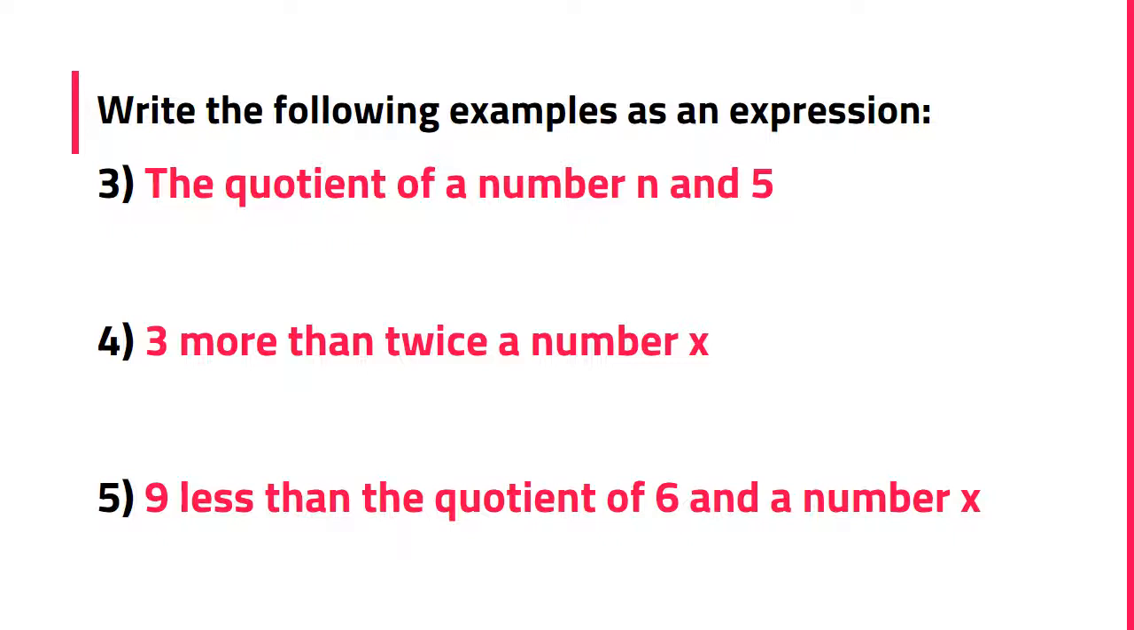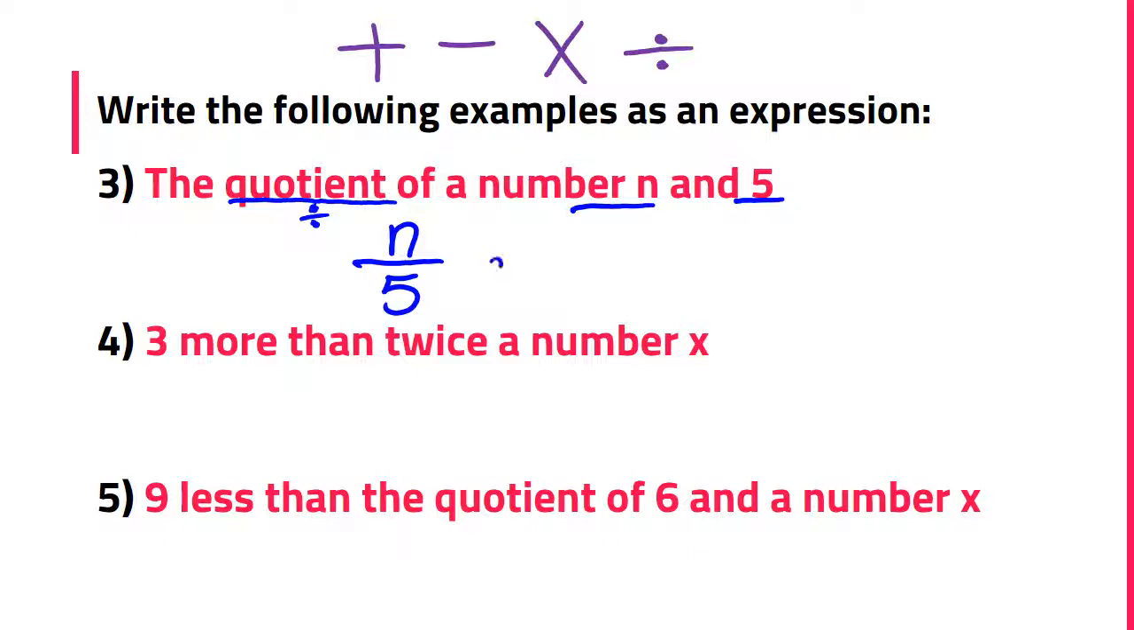First of all, we have to look at our operational symbols. We've got plus, minus, multiply, divide. Let's see if we understand what these words mean. The quotient. Quotient, what does that represent? That represents division of a number n and 5. So we're going to divide a number n and 5. You could write it as n divided by 5 over top, or I'm okay if you write it as n divided by 5.